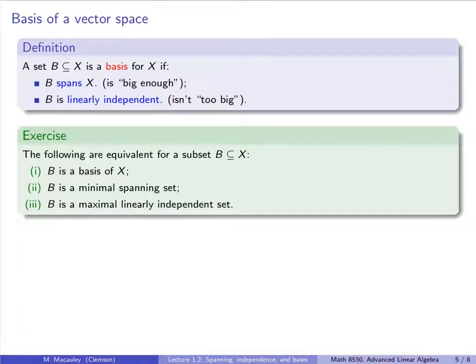I want to emphasize these words minimal and maximal, what they mean and why they are different from minimum and maximum. So B being a minimal spanning set means it spans, but it's minimal in the sense that if we remove any vector from B, we lose that property. It no longer spans. Similarly, B is linearly independent, but it's big enough that if we add anything to B, we destroy that property.